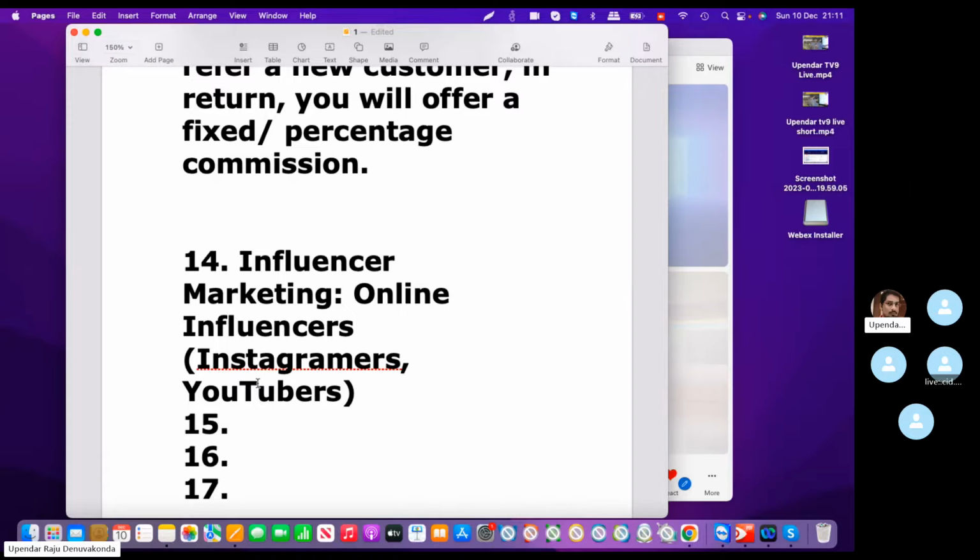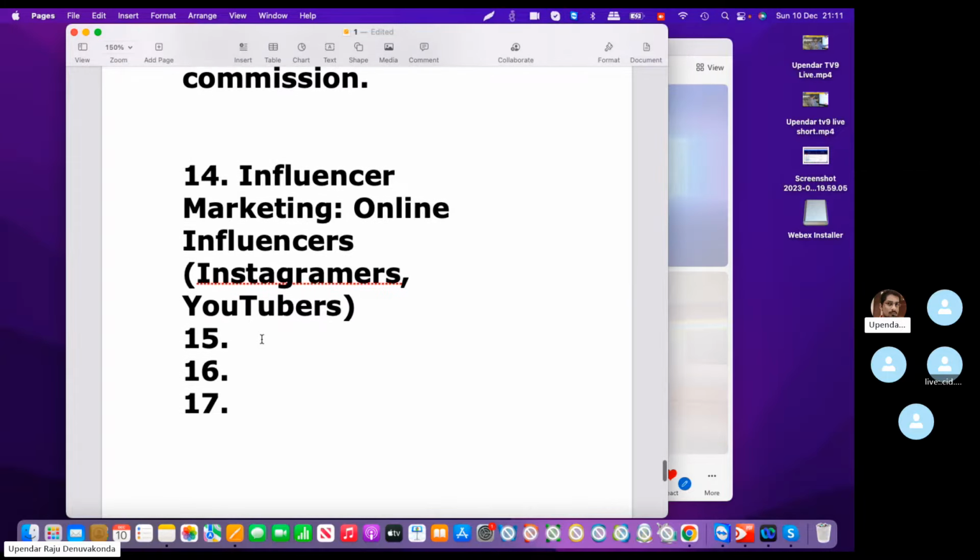In return, you may have to pay some money, but this might help your business to reach more people in less time. Why am I saying less time? Because these Instagrammers and YouTubers already have millions of followers, and posting about your business on their platforms might help your business to reach more people in a very short time. So this is called influencer marketing.